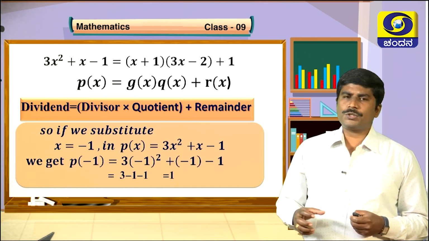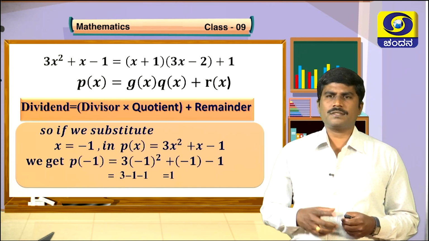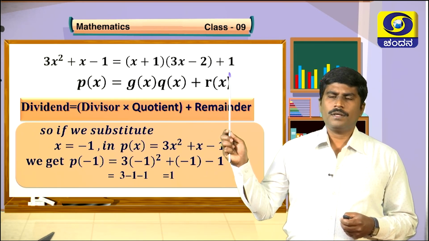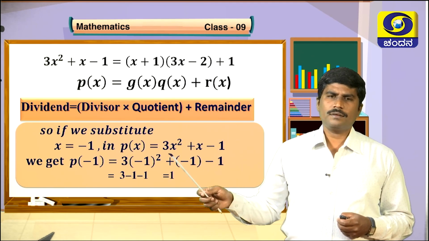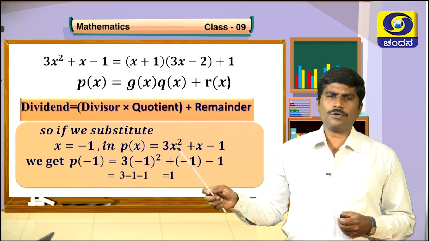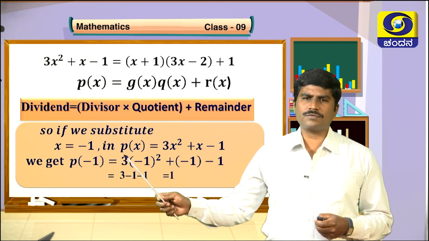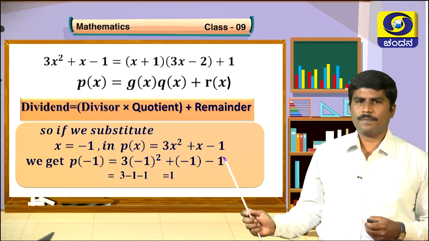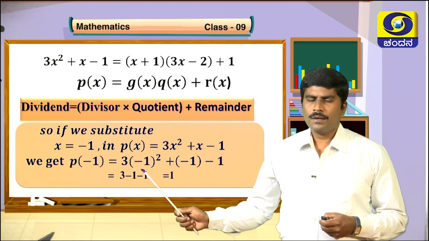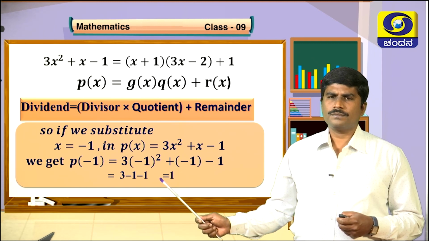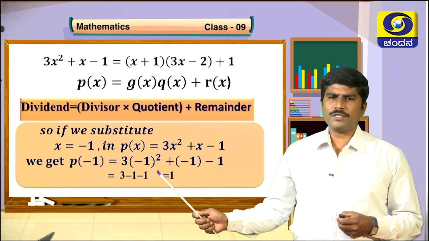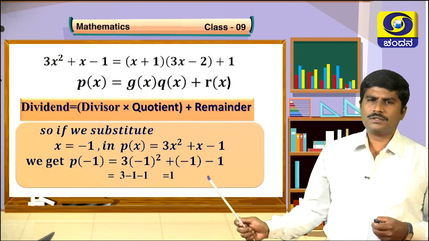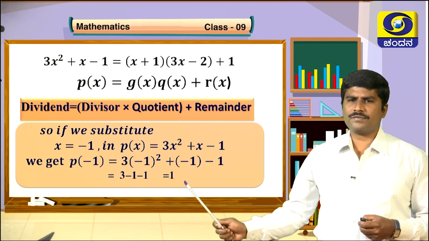So if you substitute the value, that means here you got the remainder plus 1. So if you put the value minus 1 in the equation, what do you get as the answer? x is equal to minus 1, p of x is equal to 3x plus 3x square plus x minus 1. So if you put the value minus 1, whole square is equal to 1, that means 1 into 3 is equal to 3, minus 1 minus 1. 3 minus 2 is equal to 1. The answer we get is 1 only.